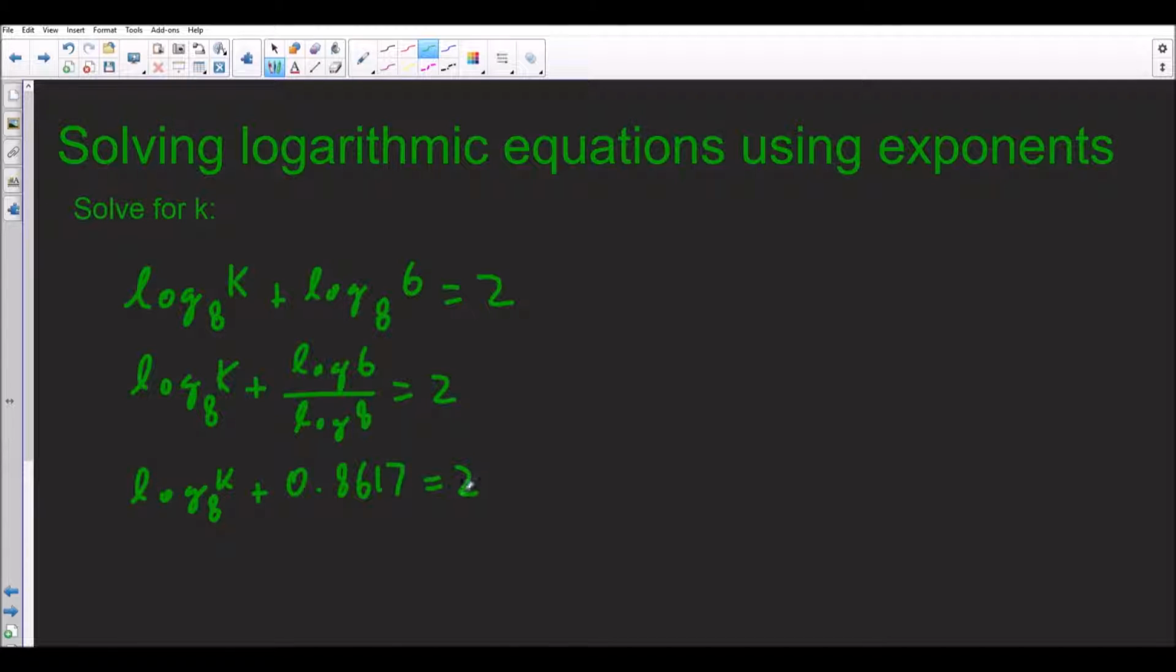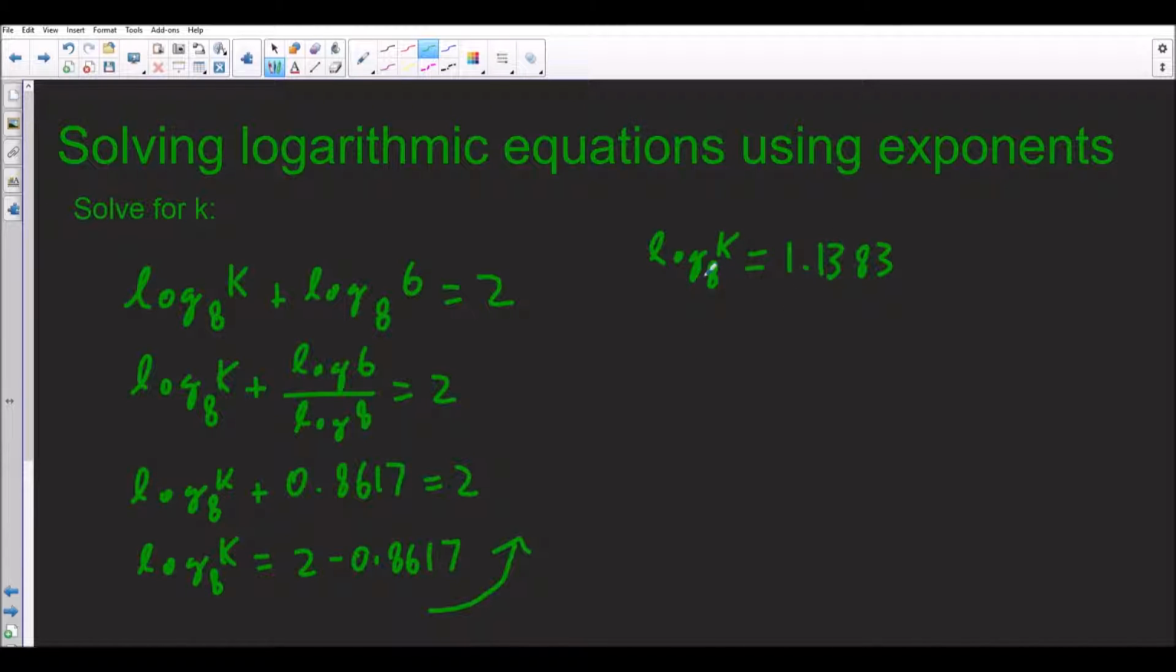And of course we're just going to move this over to the other side, so we'll get log of k base 8 is equal to 2 minus 0.8617. Now I'm going to go up here to the top of the other side and continue this question. So we end up with log of k base 8 is equal to 1.1383. Now this is just an estimate, but we don't have to be perfectly exact.